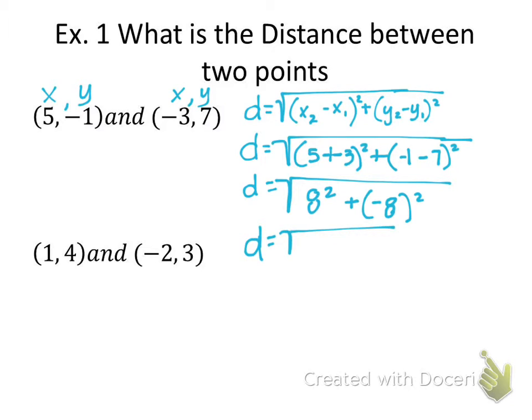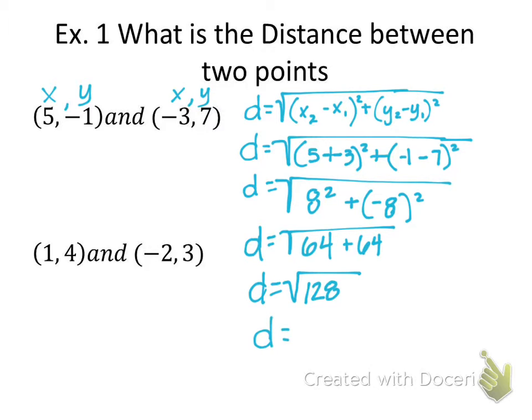What is 8 squared? What's negative 8 squared? 64. Exactly. I do not make that a negative 64 because negative 8 times negative 8 is positive 64. D equals the square root of 128. Now, does 128 have an exact square root? No, so I just need to simplify.